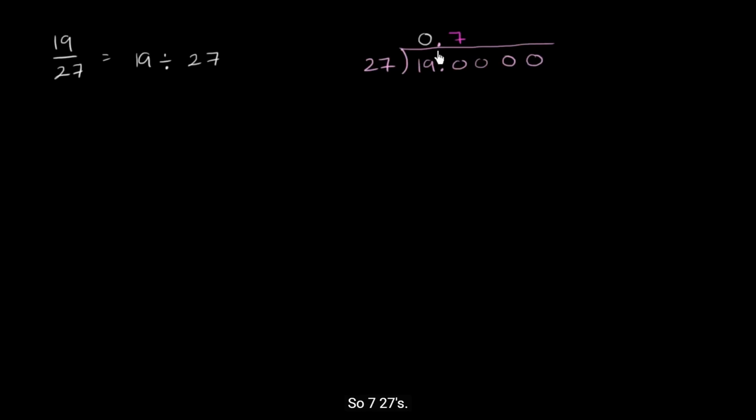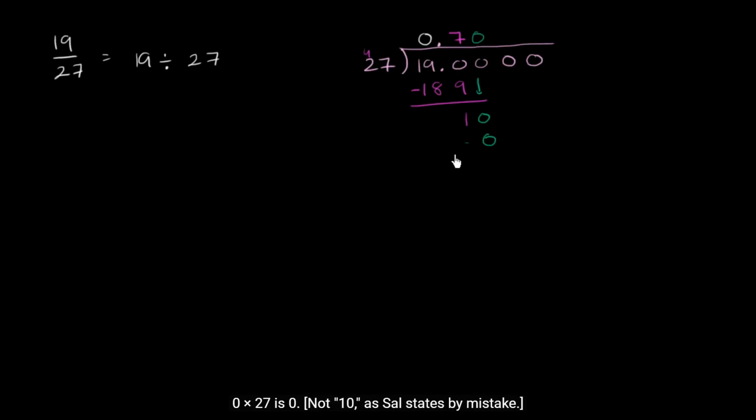So 7 27s. 7 times 7 is 49. 7 times 2 is 14, plus 4 is 18. And now our remainder is 1. We can bring down another 0. 27 goes into 10 0 times. 0 times 27 is 0. Subtract, we have a remainder of 10. But now we get to bring down another 0. So let's bring down this 0 right over here.